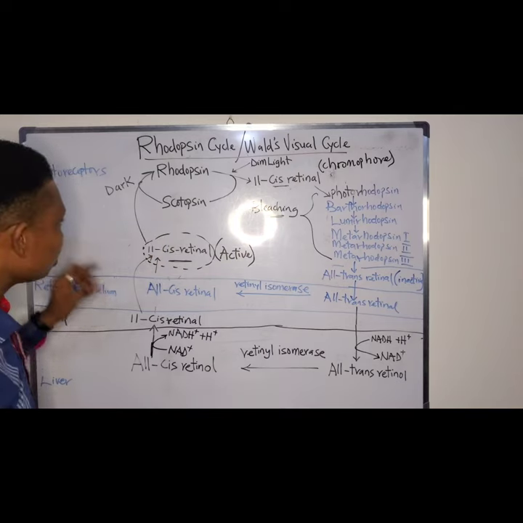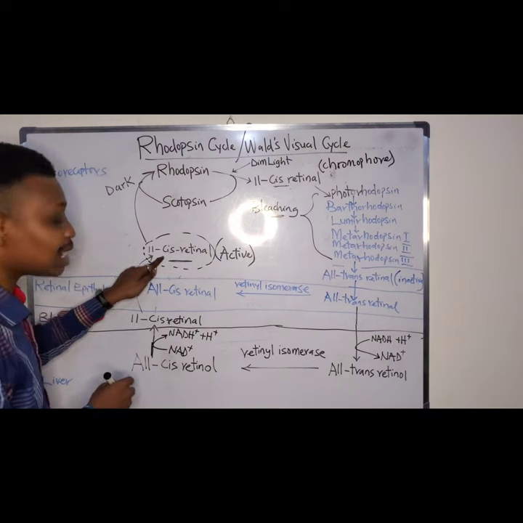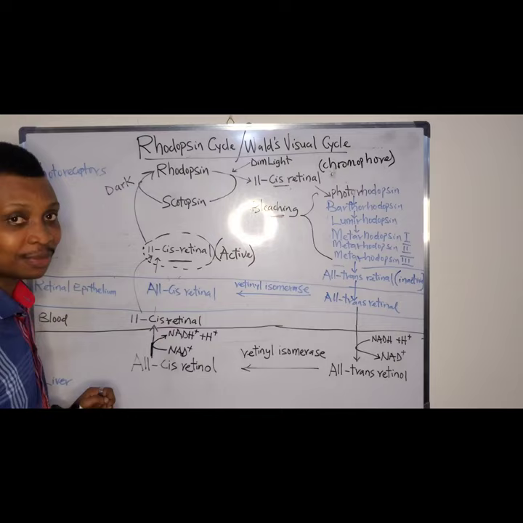But immediately that dim light is taken off, 11-cis retinal will rapidly combine with scotopsin to form rhodopsin.